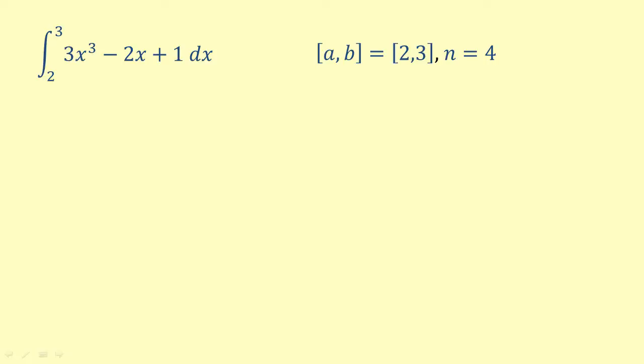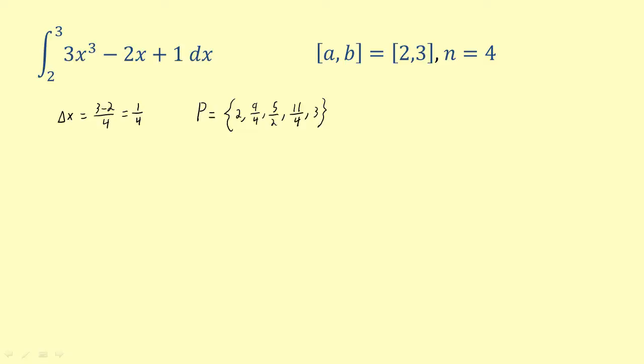Knowing this, we can find delta x. So we have delta x is equal to (3 minus 2) over 4, which equals 1/4. To find the endpoints of each trapezoid, we'll start at 2 and add delta x until we reach 3. This gives us P equals the set containing the values 2, 9/4, 5/2, 11/4, and 3.